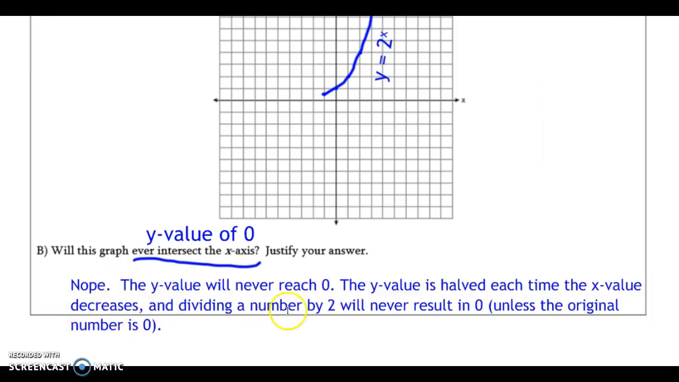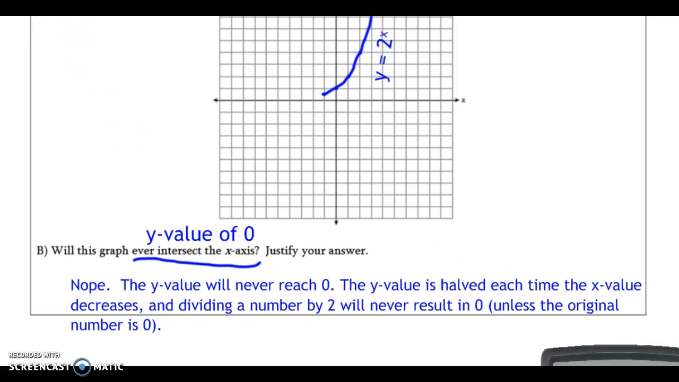So I wrote out a brief description here. The y value is never going to reach 0 because since the y value is being halved each time, the x value decreases. Dividing a number by 2 is never going to result in 0 unless, of course, you start out with the original number being 0.